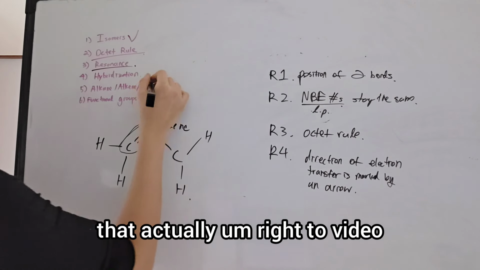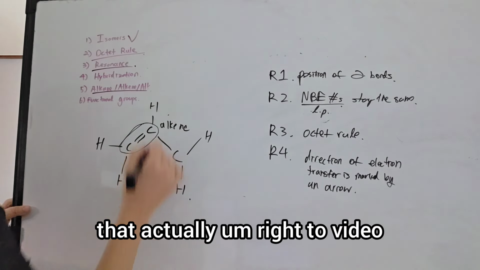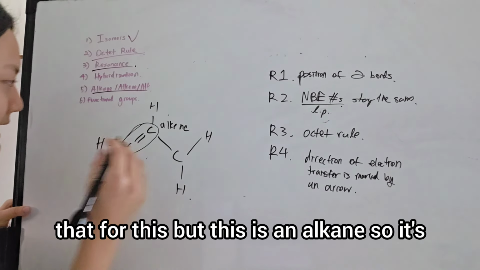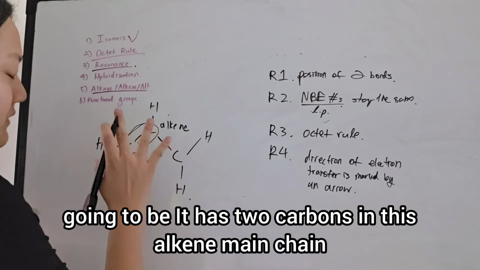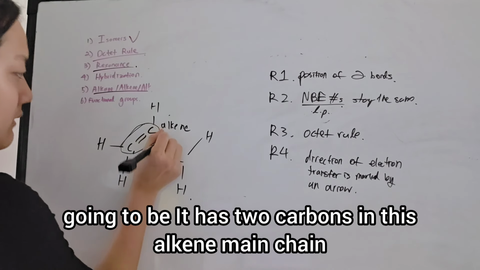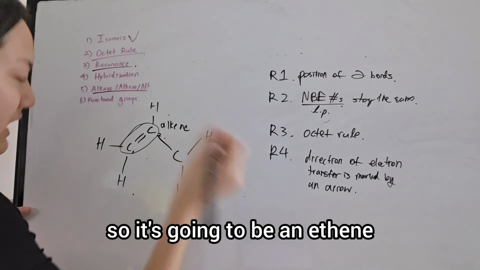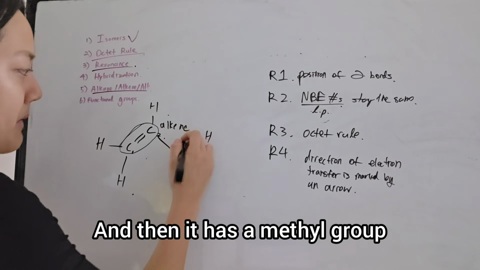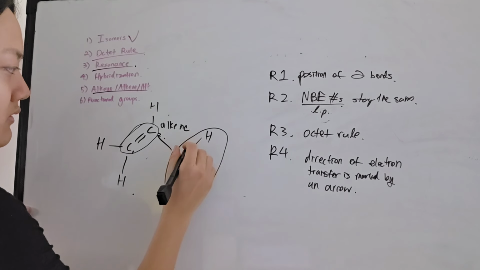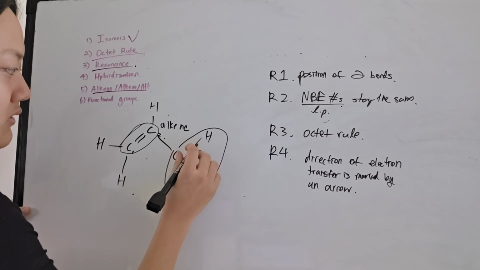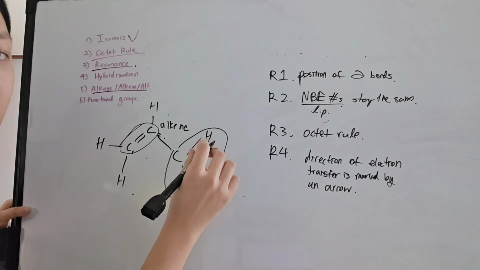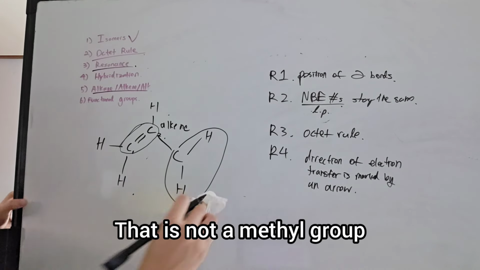We're going to get into that actually right 2 videos after this, but this is an alkene, so it has 2 carbons in this alkene main chain, so it's going to be an ethene. And then it has a methyl group. Oops, I screwed up. That is not a methyl group.